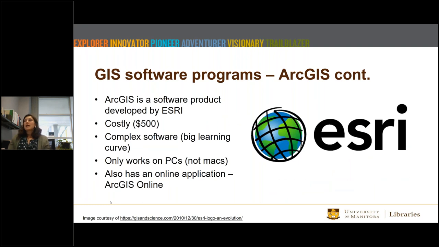A little more about ArcGIS. If you are exploring the world of GIS, you may hear the term ESRI. ESRI is the company that creates the ArcGIS product. It's pretty costly. It's about $500 a year per individual license for one workstation. It's pretty complex software with a big learning curve, but its functionality outpaces most, if not any, competition. So if you're wanting to really get into using it, this is the product that is heavily used by GIS technologists.